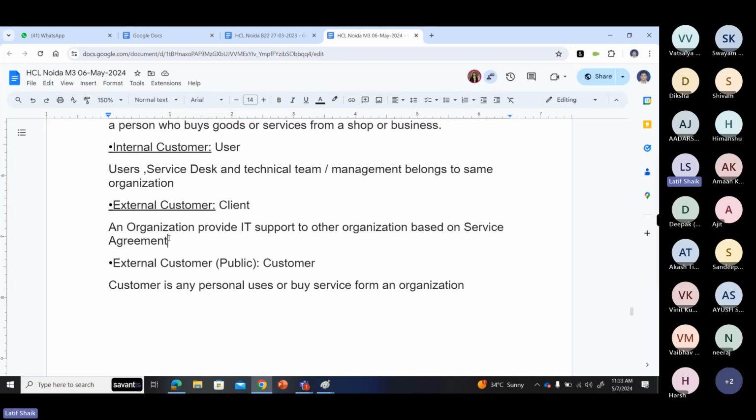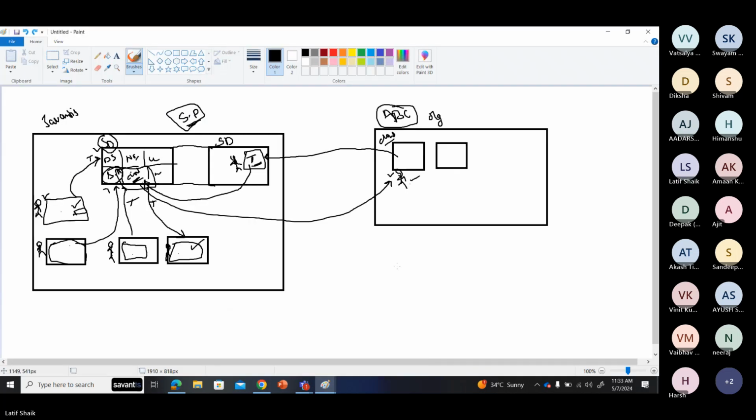These are also external customers, but public. I specified them as public. Why? Because this is not organization related. Organization means external customer. Any single user is also not part of our organization. They are just getting a service from our organization, but as an individual user. An individual user getting a service from our organization is also a customer, also an external customer.